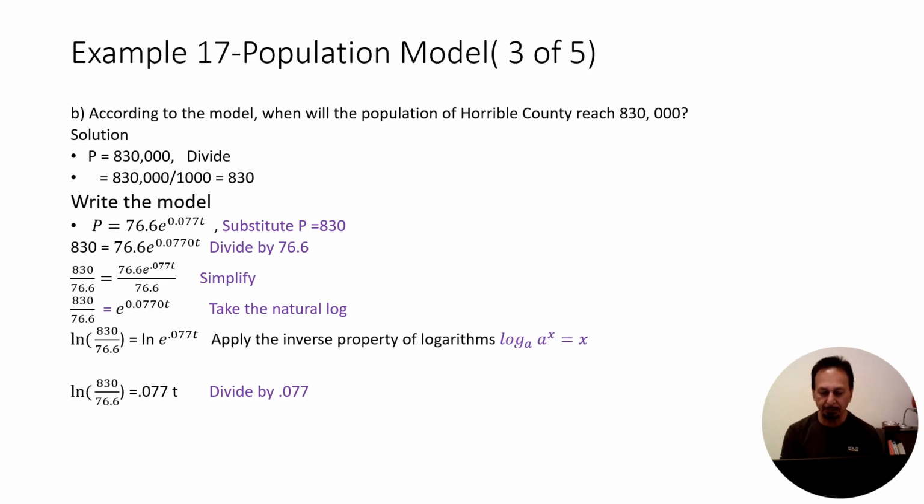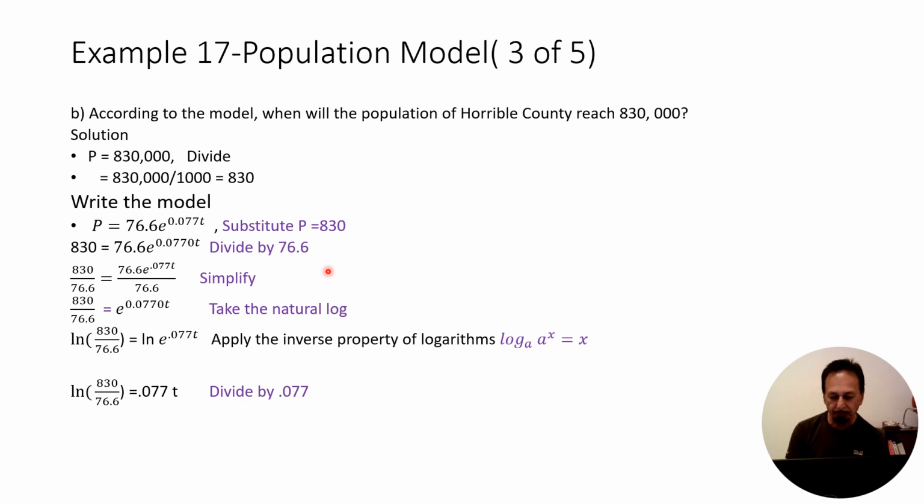So example 17 and part B. According to the model, when will the population of the county reach 830,000? So P is equal to 830,000, but we need to convert, so we're going to divide by 1,000. It becomes 830, and we write the model. P is equal to 76.6 e to the power 0.077t. Now we substitute P equal to 830. This equation becomes 830 equals 76.6 e to the 0.0770t.